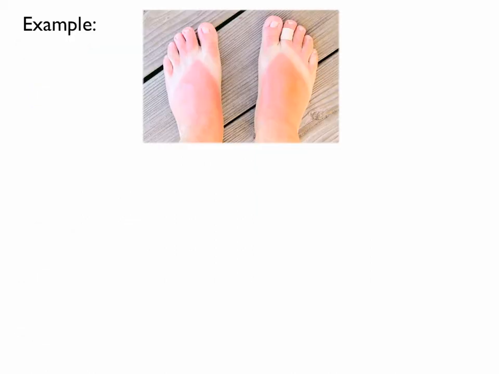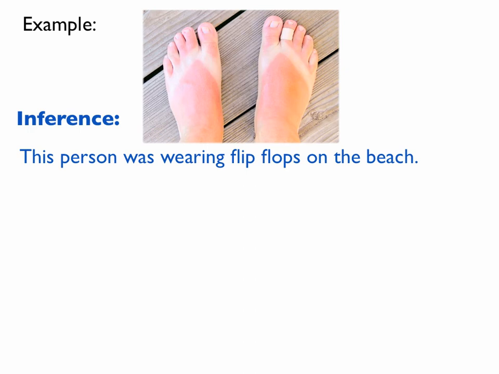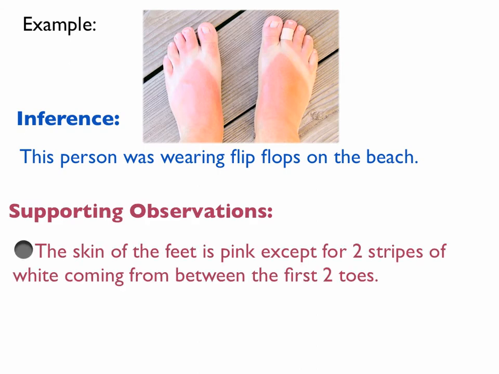All right, so let's do some of this work together. Here I have a picture. So what I'm going to do here is actually make an inference first. I'm going to say that this person was wearing flip-flops on the beach. Well, okay, but how did I come up with that? Well, here are my supporting observations. I say the skin of the feet is pink.